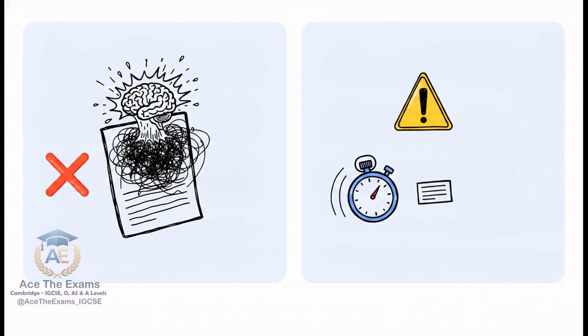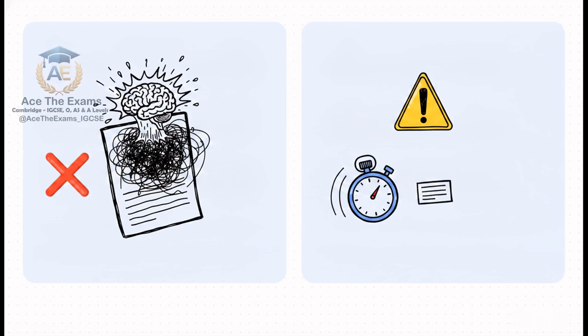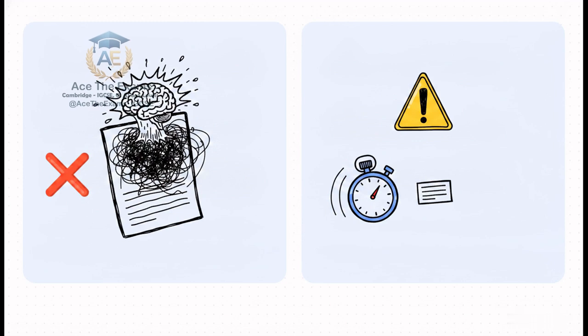Here is Sam's answer. Sam wrote, symmetric encryption is fast because it uses one key, the bank should use it. That's literally it. I mean, it's incredibly rushed. It completely misses all the required formatting. There's absolutely no supporting evidence, and it fundamentally fails the evaluate command word requirement. Because remember, evaluate demands that you look at both the strengths and the weaknesses of a scenario.